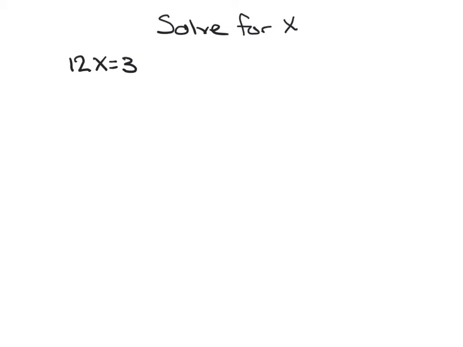When solving for x and looking at the equation, we first want to look at the side where the variable is. So here, 12x means 12 times x. What we want to have here is 1 times x. So in order to get rid of the 12, we need to do the inverse operation of multiplication, which is division. So we will divide both sides by 12.